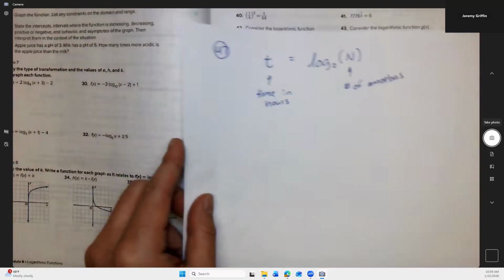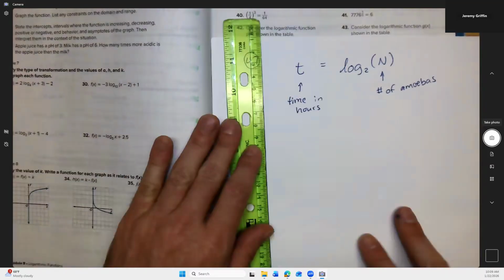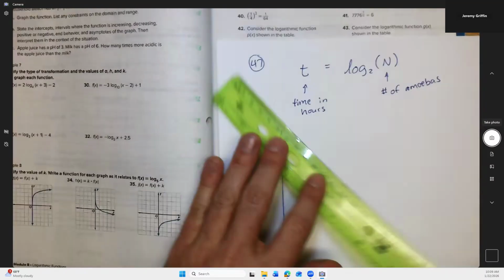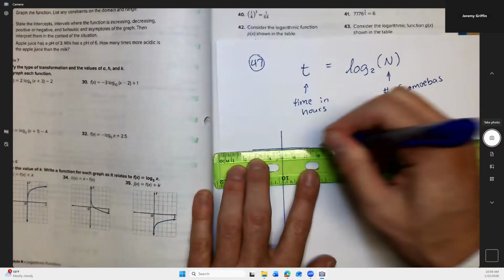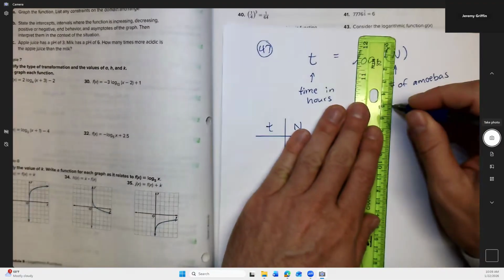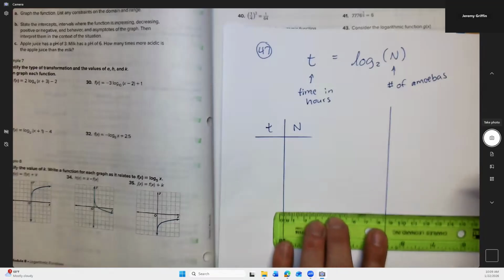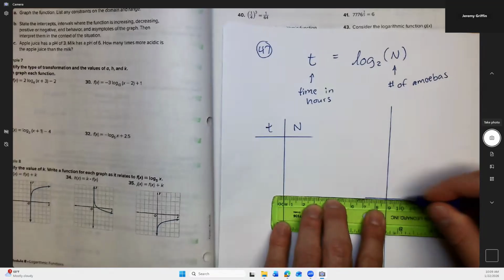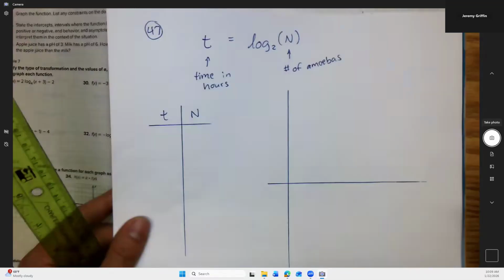Perfect graph. So let's make an XY table. Except instead of XY, maybe I'll call it T and N. And then of course we'll make the graph. Time is going to be positive. The number of amoebas is also going to be positive, right?